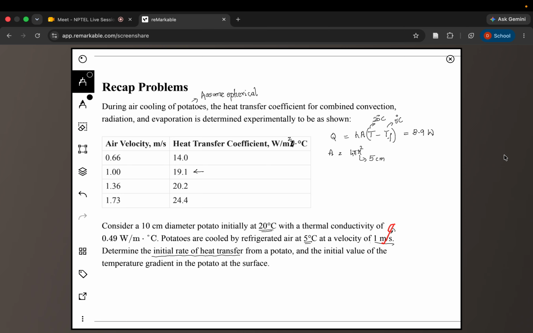So before going to the second part of the question, let's say the velocity is given to be a different value, let's say 0.8 meter per second. How would you go about solving this? What kind of interpolation would you be doing between 0.66 and 1? Linear interpolation or any other kind of interpolation? How would you decide the type of interpolation to use?